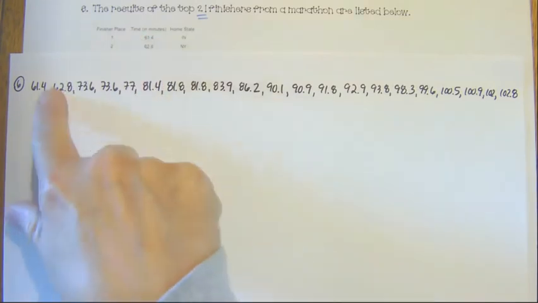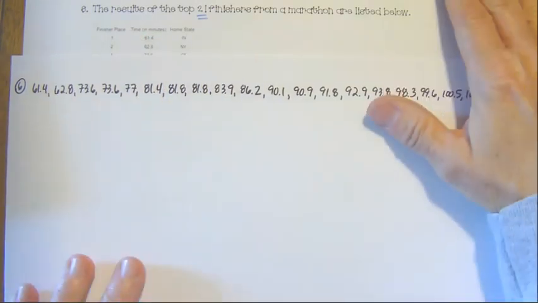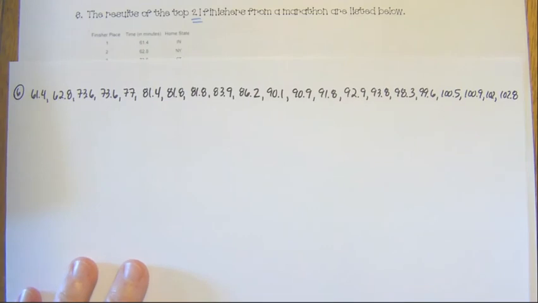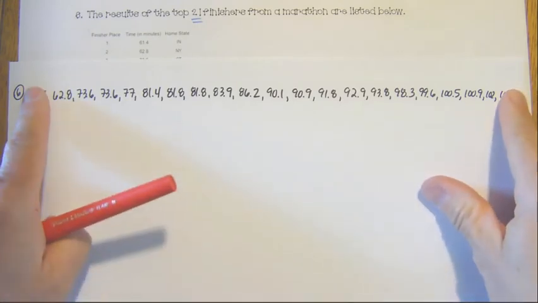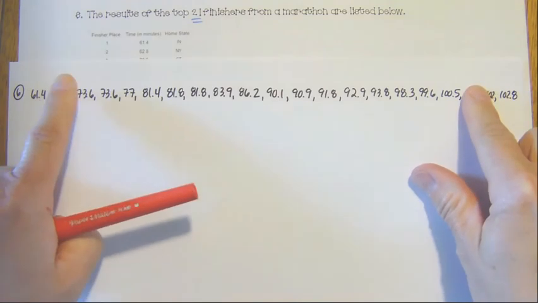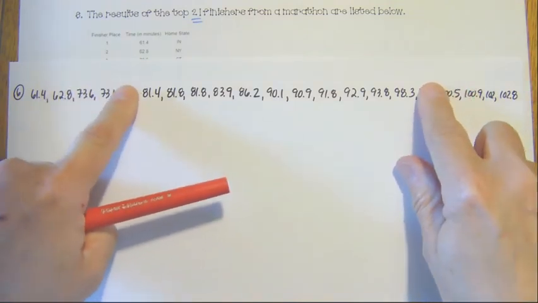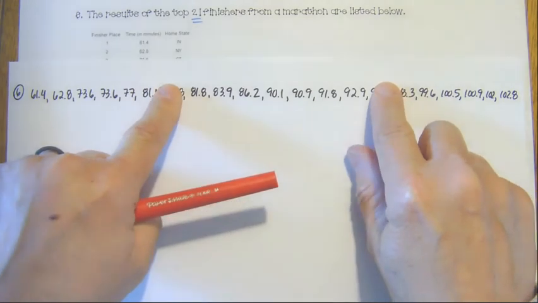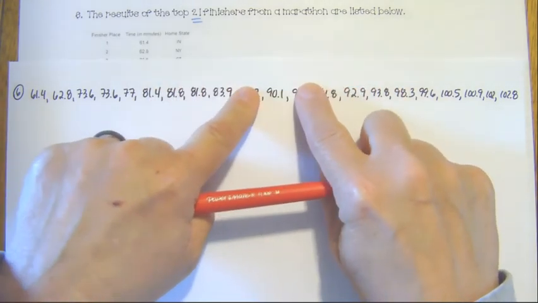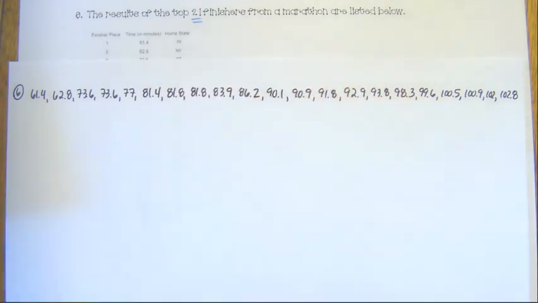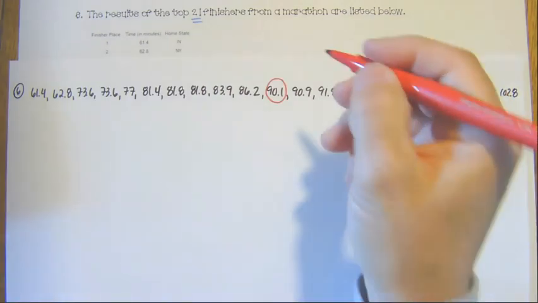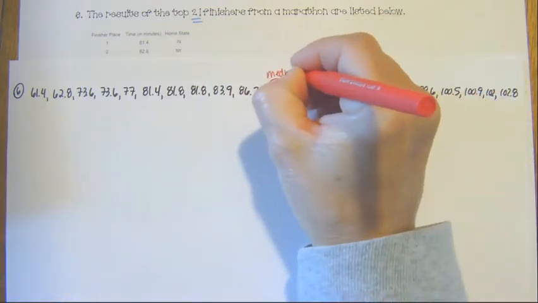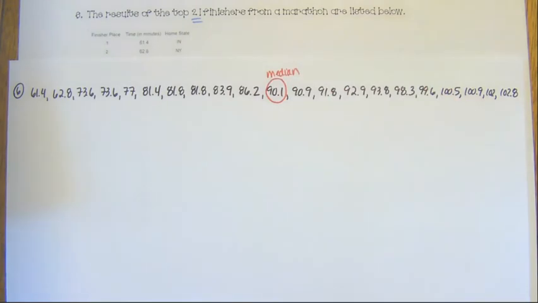Look, that first number is 61.4, it's there. All right, so what I want is the upper and the lower quartile. Remember, you have to find the median first. So first thing I'm going to have to do is find the median, the middle number. So you could do it mathematically. There's 21 numbers. You could just keep counting in like this too. So my middle number is 90.1. That's my median.